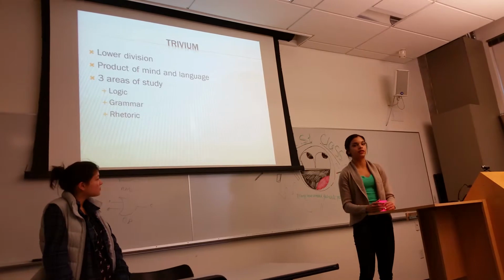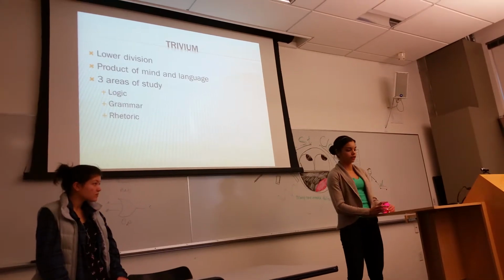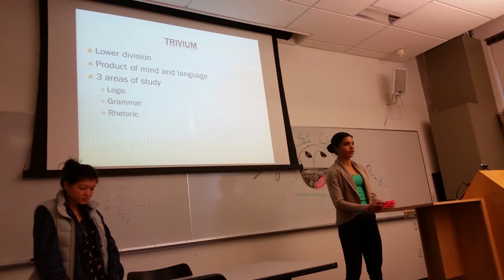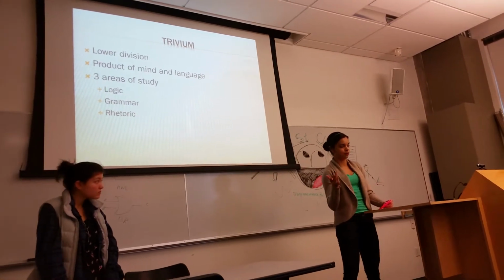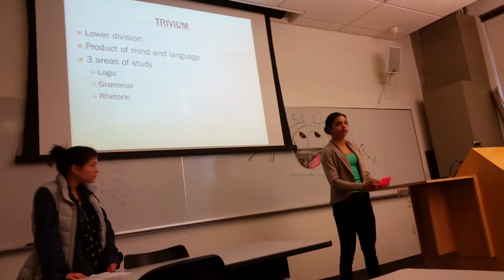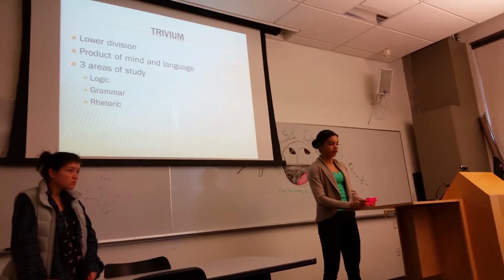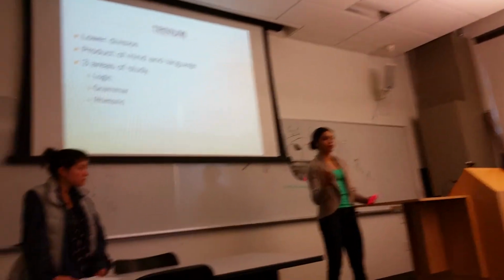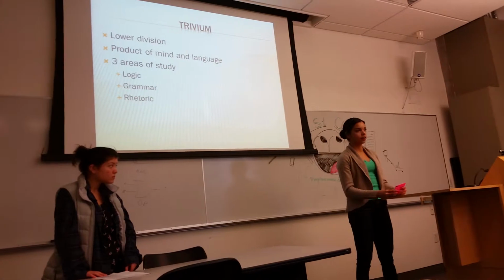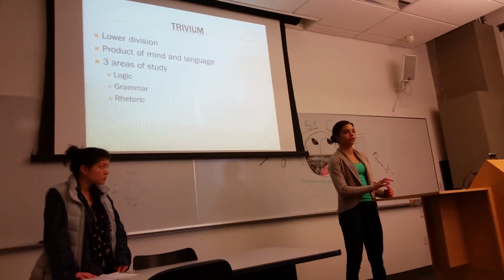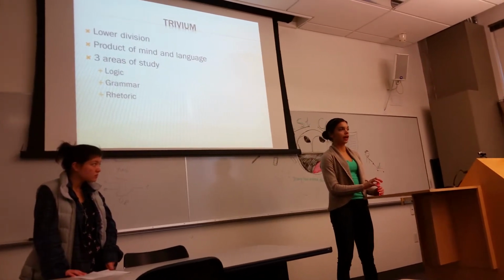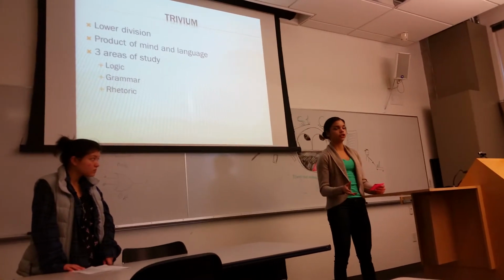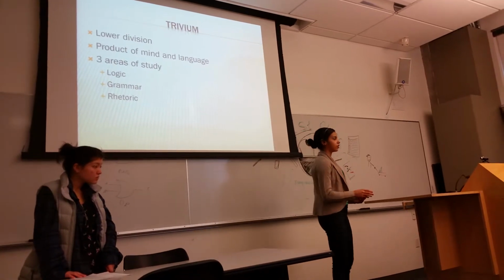So there are two divisions: the trivium and the quadrivium, and the trivium is the lower division. It consists of three areas of study, because it's tri, so trivium. Logic is the first one, and that has to do with thinking. Grammar is the second one, and that has to do with inventing and combining words. And rhetoric has to do with communication, which is mostly used today as a class. It's a product of mind and language, and it's also known as language arts.